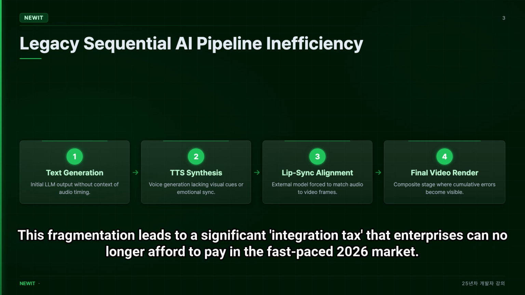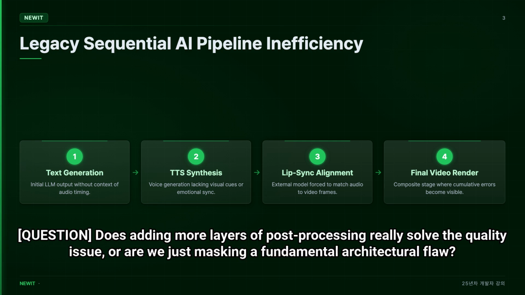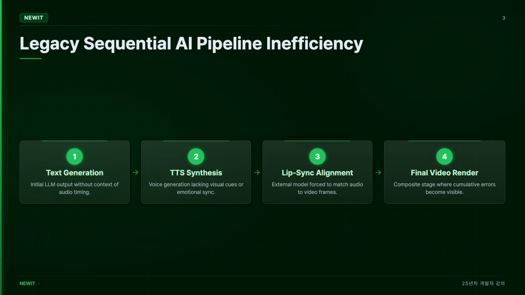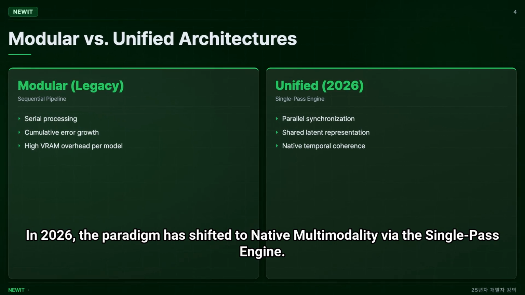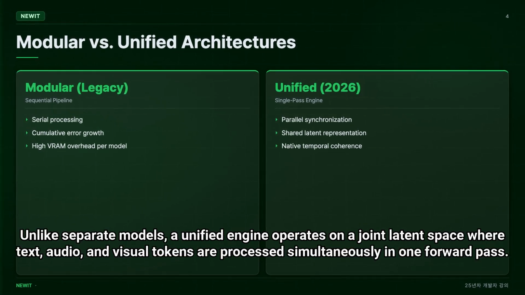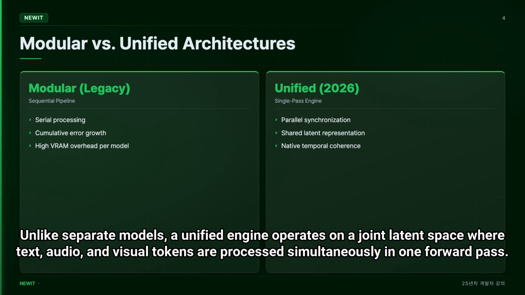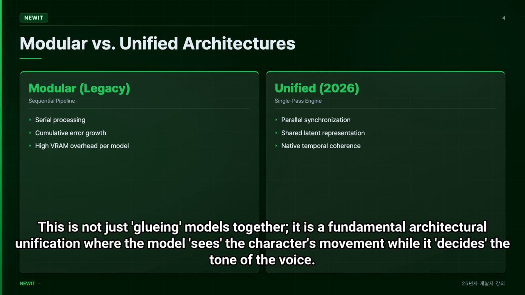This fragmentation leads to a significant integration tax that enterprises can no longer afford to pay in the fast-paced 2026 market. Question: does adding more layers of post-processing really solve the quality issue, or are we just masking a fundamental architectural flaw? In 2026, the paradigm has shifted to native multimodality via the single-pass engine. Unlike separate models, a unified engine operates on a joint latent space where text, audio, and visual tokens are processed simultaneously in one forward pass.